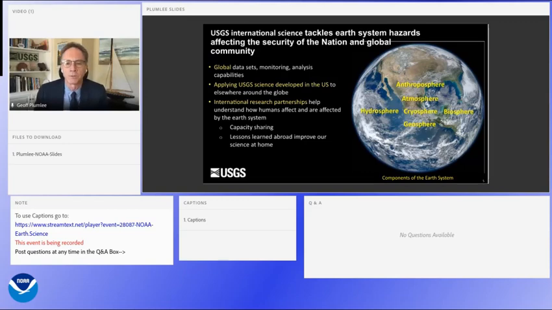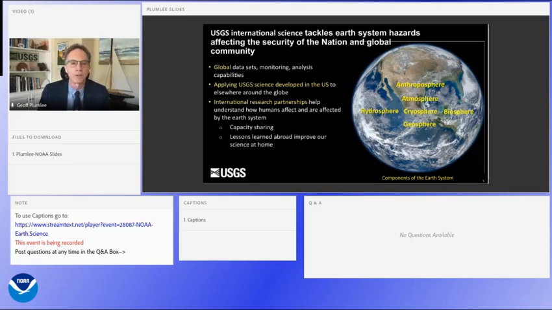And in terms of national security, it's not only issues in the Earth system that affect the nation physically inside our borders, but also around the world. So we have an international science component, even though most of our funding is primarily appropriated and focused internally to the US. Some of our international activities include development of global data sets, monitoring analysis capabilities. We also apply the science that we've done within the US to elsewhere around the globe.